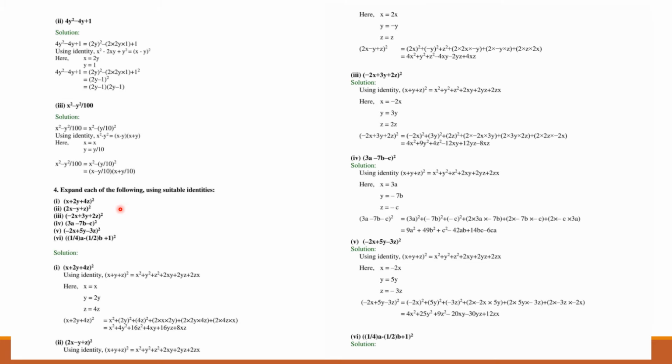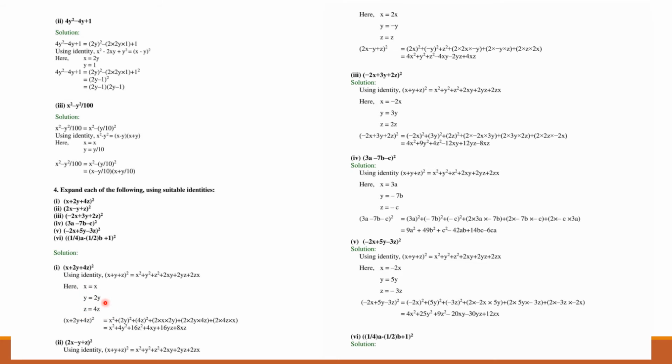Again, we have to expand using the suitable identity. Just see the question. It is (x plus 2y plus 4z) whole square. So we know that (a plus b plus c) whole square is a square plus b square plus c square plus 2ab plus 2bc and plus 2ca. Now we will find it out. Value of x is x only. Value of y is 2y. Value of z is 4z.